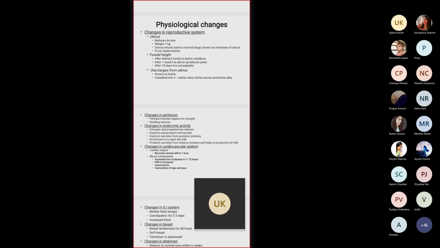If you look at estrogen and progesterone, the levels are reducing. At the same time, oxytocin and prolactin are increasing. Prolactin is responsible for the production of milk and is secreted from the anterior pituitary. Oxytocin is responsible for the ejection of milk, and it is secreted from the posterior pituitary gland.